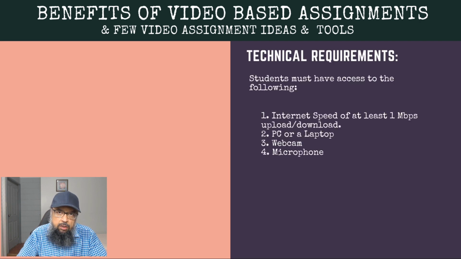Now, first of all, your students must have access to technology. There are four things they must have access to. Number one is the internet with a reasonable speed, at least 1 megabit per second, upload and download. Then they must have a laptop or a PC, a webcam and a microphone.